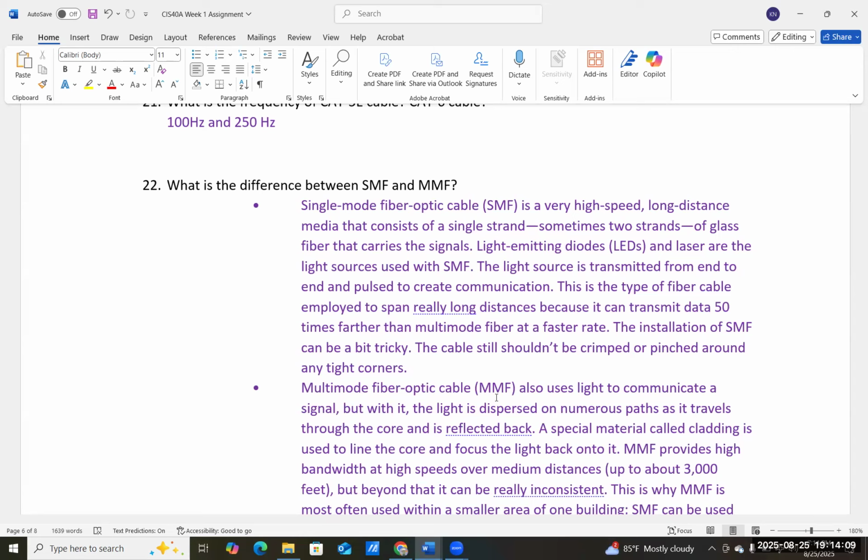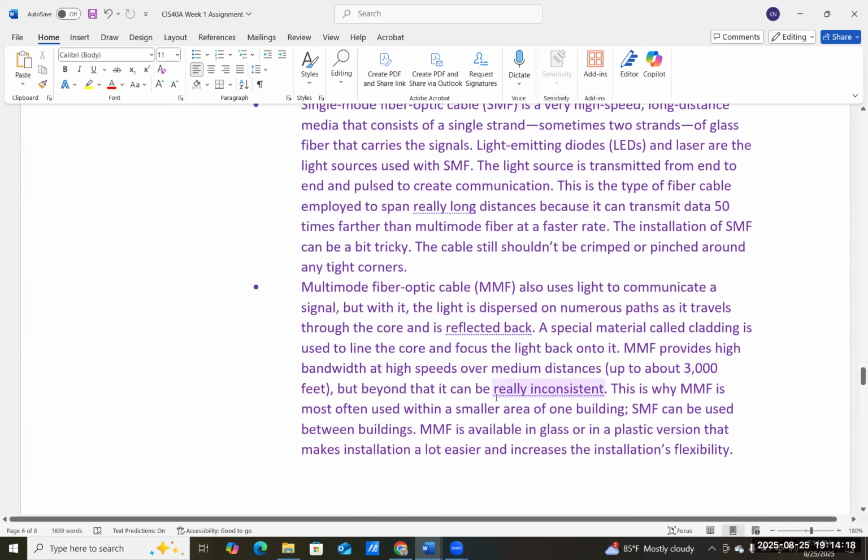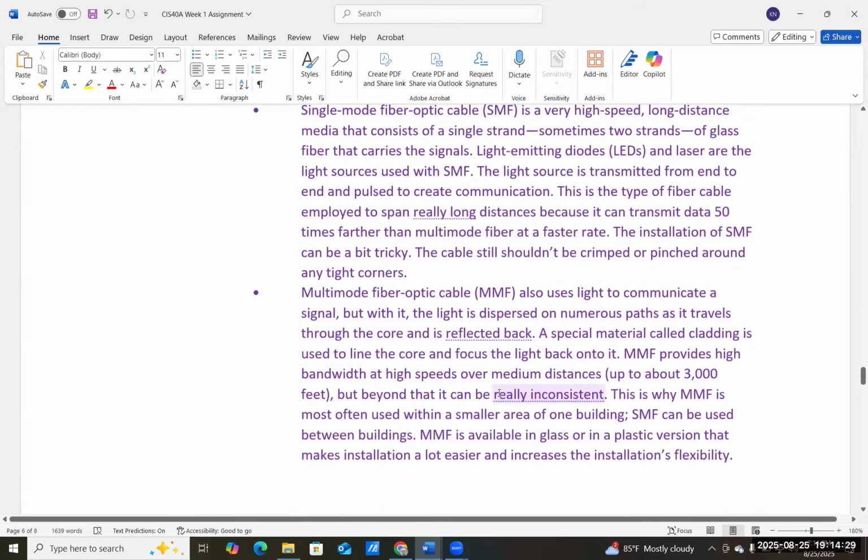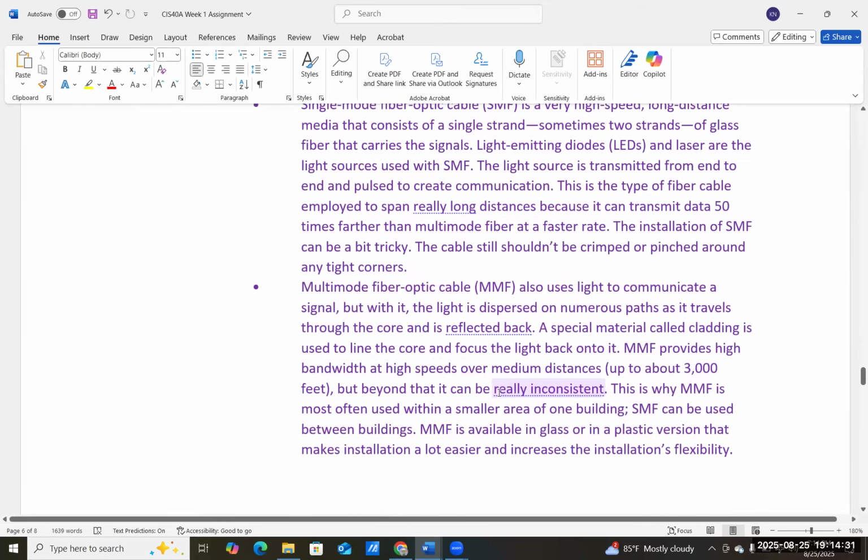Okay, so remember, multi-mode is higher speed, right? But you need to use it for a shorter distance than single mode. And it is inconsistent compared to the other. It is also glass core. So back in the day you had to splice fiber, but now they have a way that you can splice very easily, so it's easier to install.